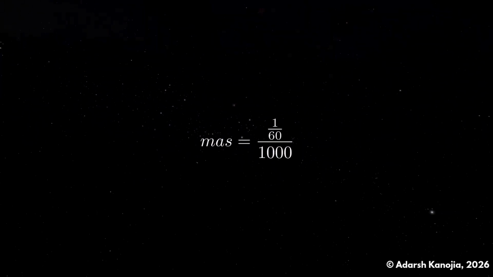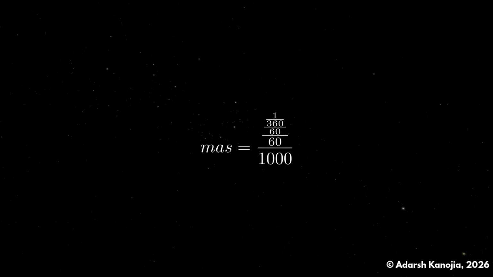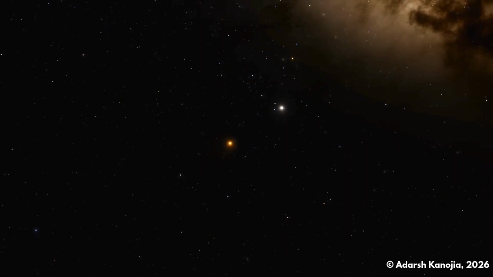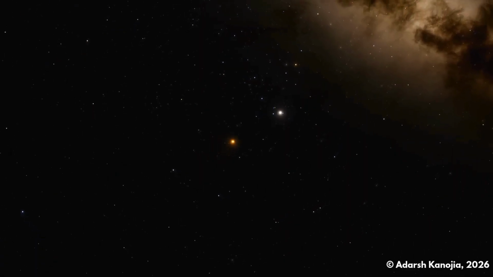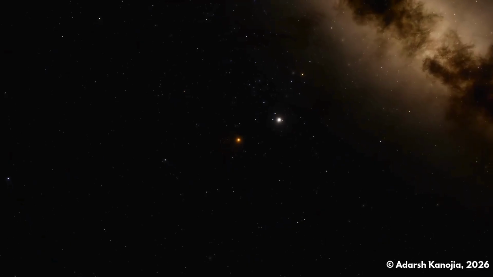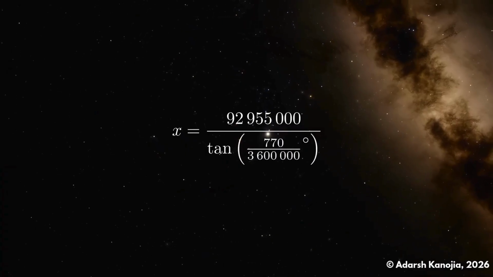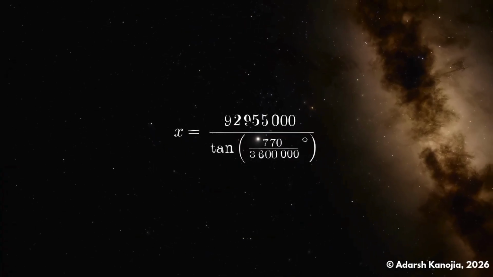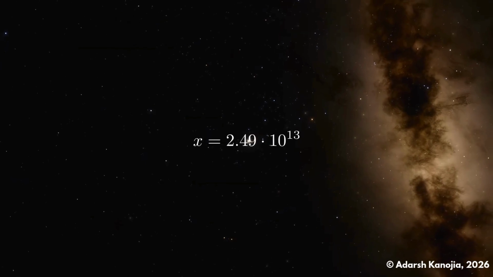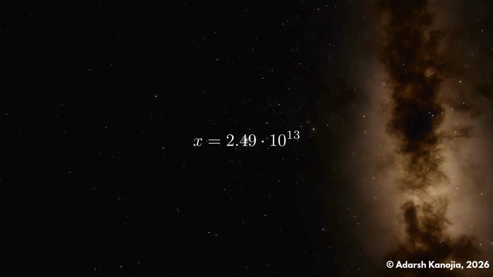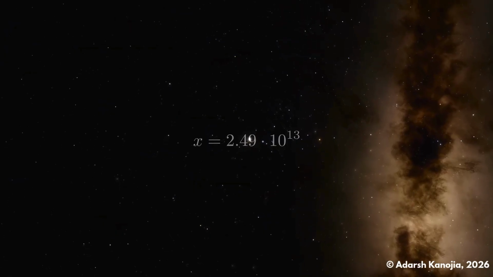Most times, star parallax angles are measured in milliarc seconds, which are 1,000th of 1/60th of 1/60th of a degree. If we used a real example of Proxima Centauri, the closest star to our Sun, and we took the measured parallax angle of 770 milliarc seconds, we would just plug in the following equation, which gives us a distance of 24.9 trillion miles. And this is the true distance between Proxima Centauri and Earth.